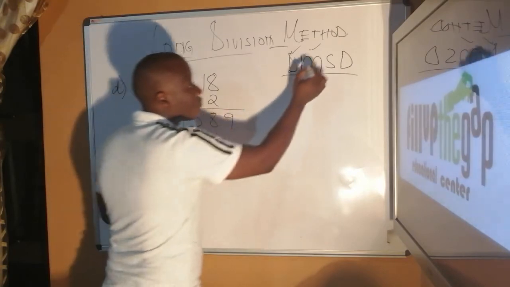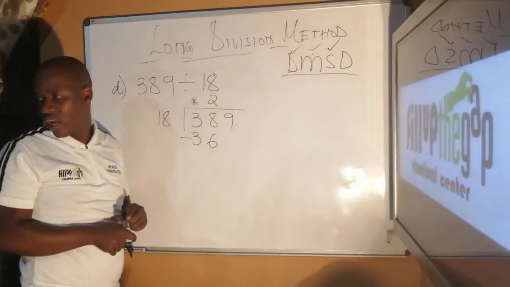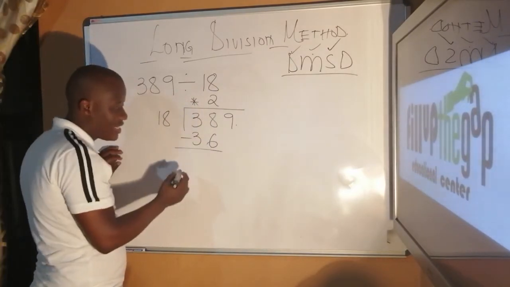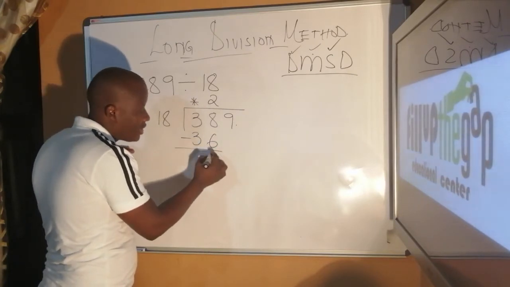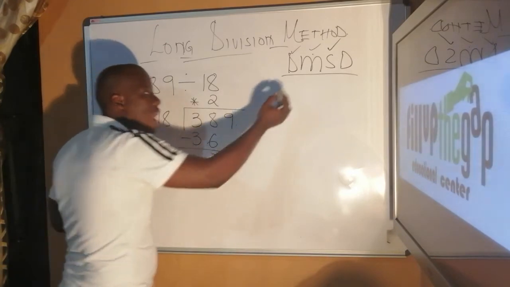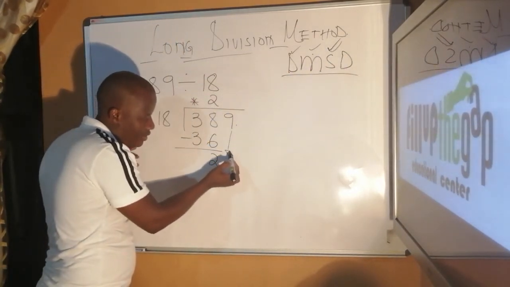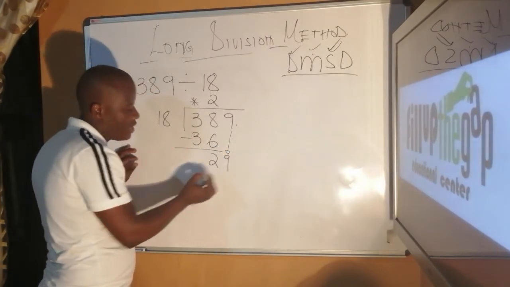Then from there, we are done with multiplication. We're going to subtraction. So 38 subtract 36. It's going to be how much? 2. Then from there, we are done with subtraction. What are we supposed to do? Drag. We drag the 9. We're going to put 9 here.